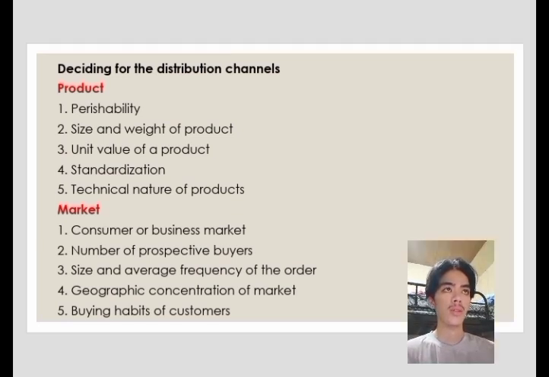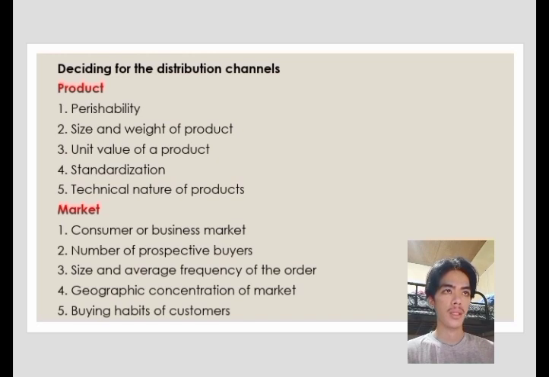Next is unit value of a product. Products with lesser monetary unit value and high turnover are distributed by using longer channels of distribution. Fourth is standardization. Products of typical size and quality generally take longer time by using a longer channel of distribution. Heavy-duty and standardized goods such as machine tools and automobile component parts, which are of standard size, reach the consumer through the wholesalers and retailers.